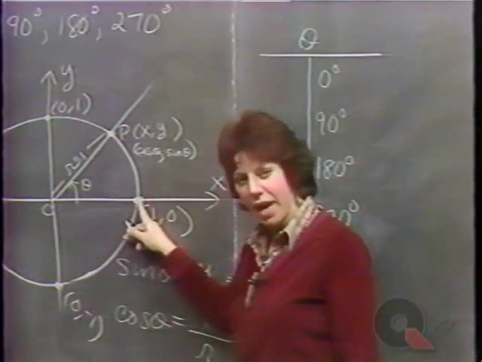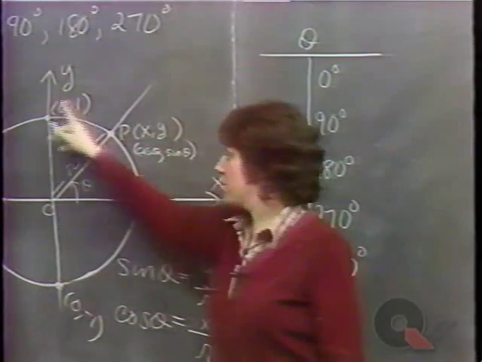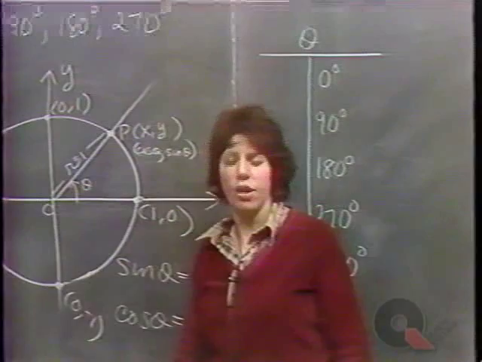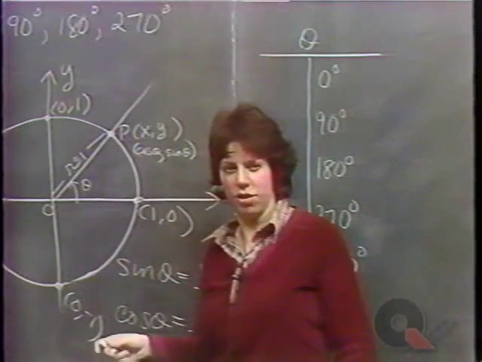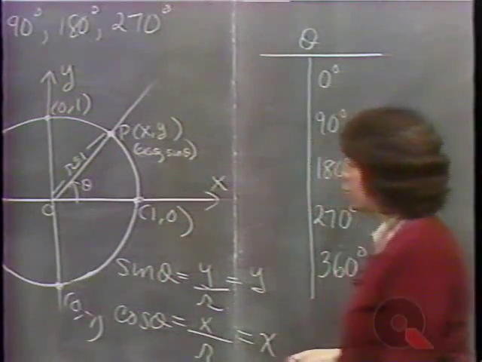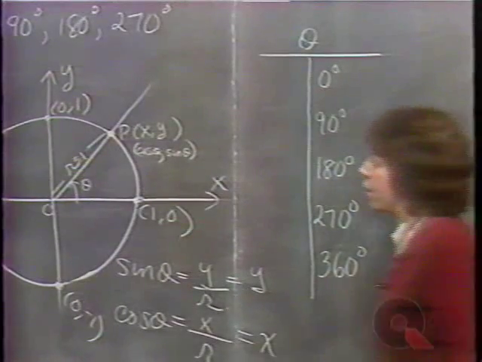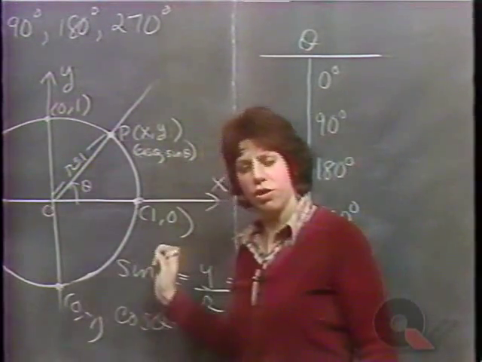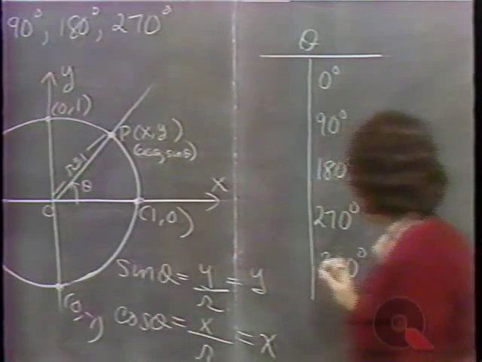In other words, you go from 0 to 360 degrees, point P is back here. And from 360 degrees to 720 degrees, you're going to be repeating the values that you obtained between 0 and 360 degrees. So we say that the trig functions, sine theta and cosine theta, are periodic functions, and they repeat every 360 degrees or every 2 pi radians.